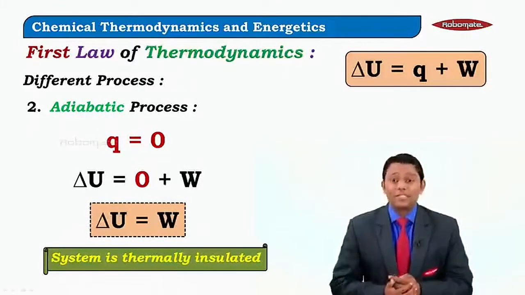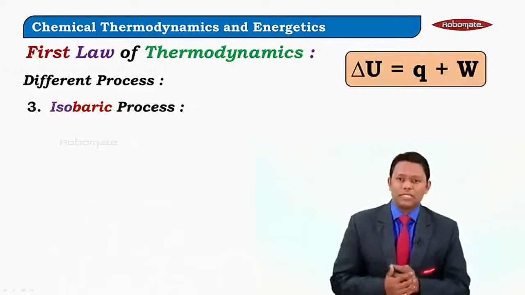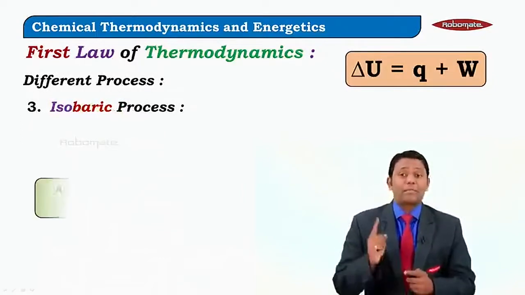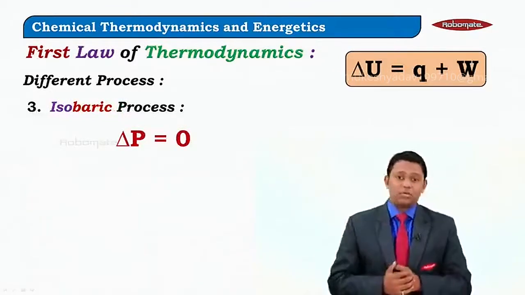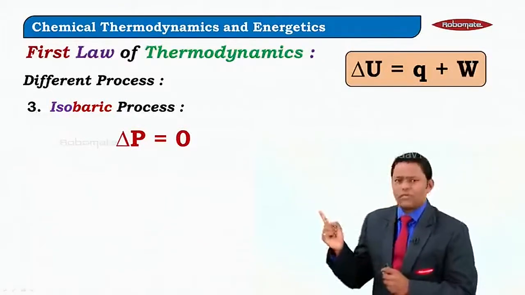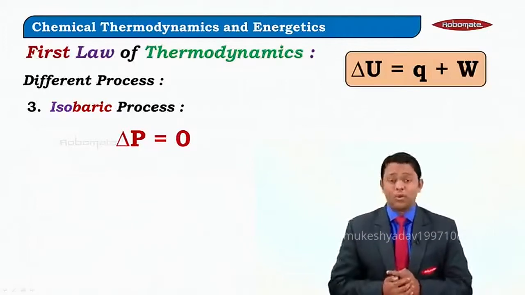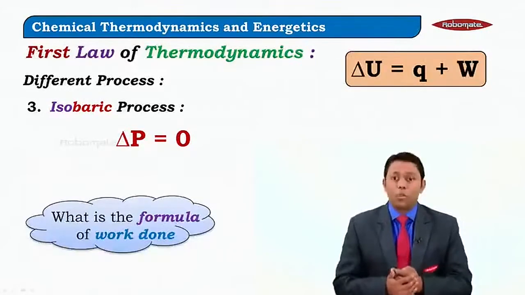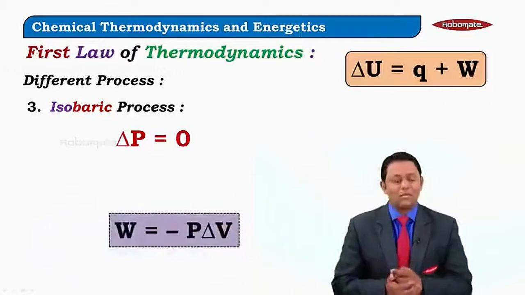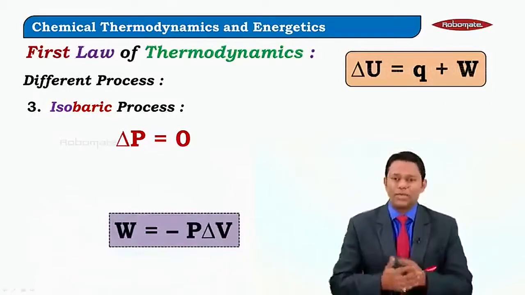Let's take the third expression, that's isobaric process. In isobaric process, the pressure remains constant. That means delta P is equal to 0. But delta P value we cannot directly substitute in the equation. So we have to get the formula of work done. And what's the formula of work done? It is very simple, W is equal to minus P delta V.